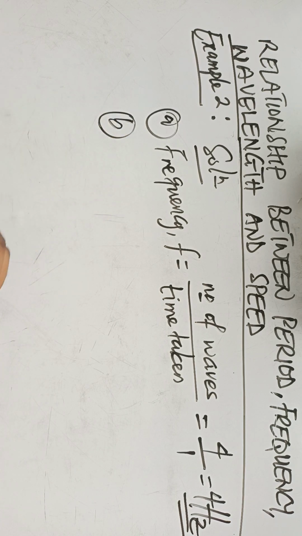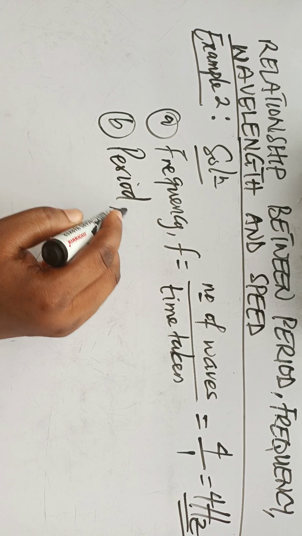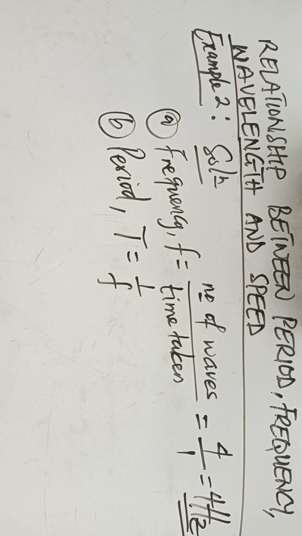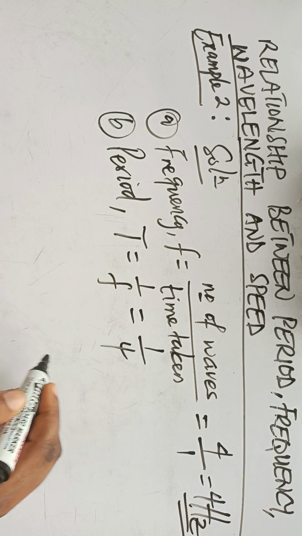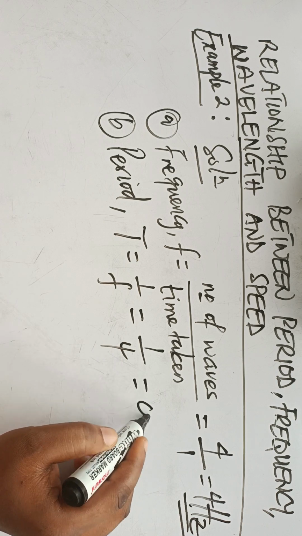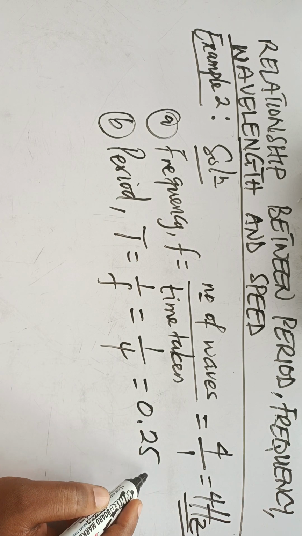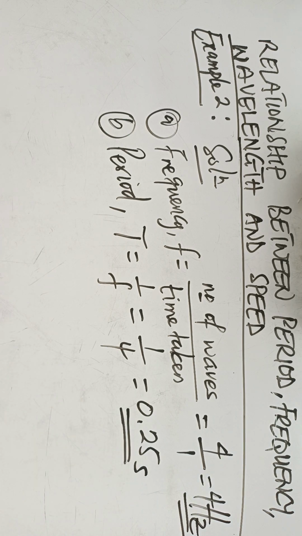The B part was asking you to find the period. The period capital T is 1 over f. Since the frequency is 4, the period becomes 1 over 4 hertz, and that gives you a total of 0.25 second. That becomes your period.